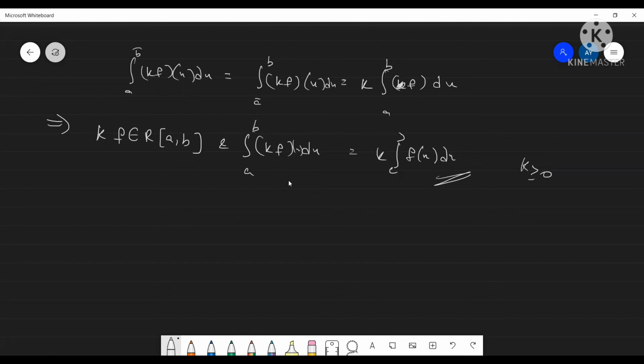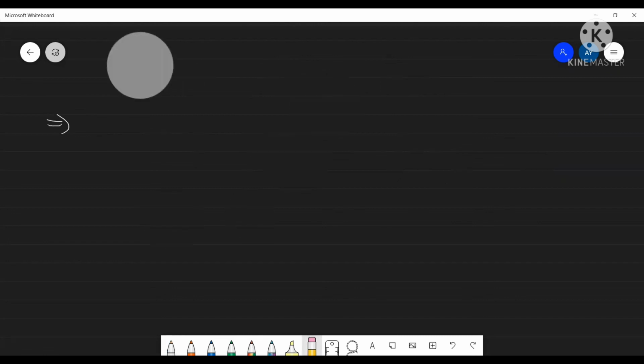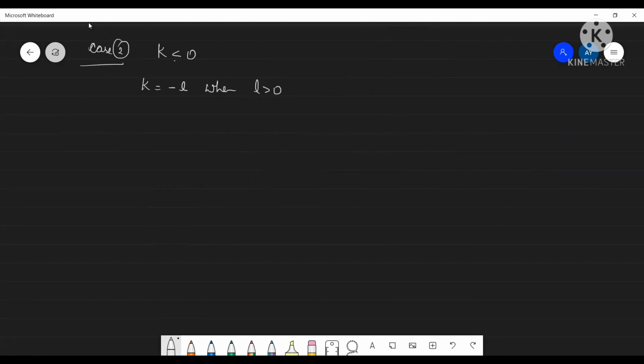Now what if k is less than 0? What should we do? Now this is case 2. In case 2, k is strictly less than 0. So I'm assuming k to be minus L, because if it is less than 0, you have only negative values. So k equals minus L, where L is some positive number. What will kf be? It will be minus L into f. I'm just substituting this k value.